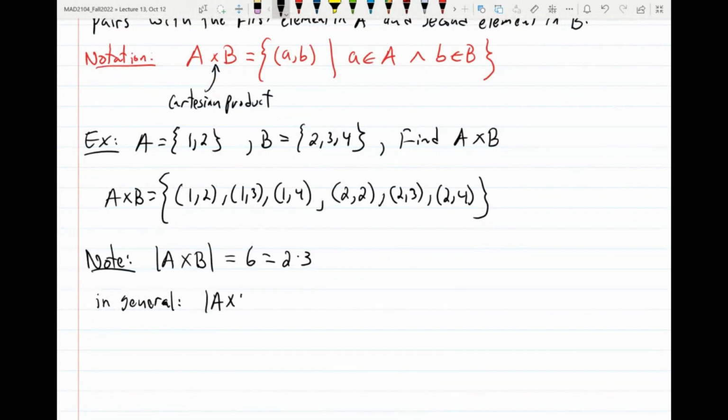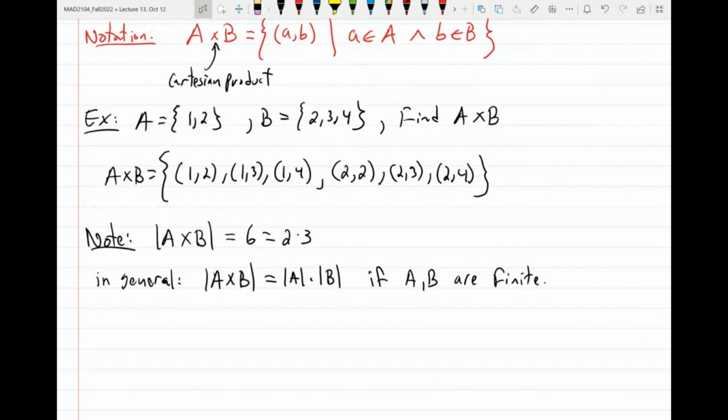So in general, the cardinality of A cross B is going to be the cardinality of A times the cardinality of B, provided that A and B are finite. Okay? If they are infinite, it's a whole different story. But again, we'll talk about cardinality for infinite sets later on. First, we need to discuss functions, so that then we can deal with infinite sets.